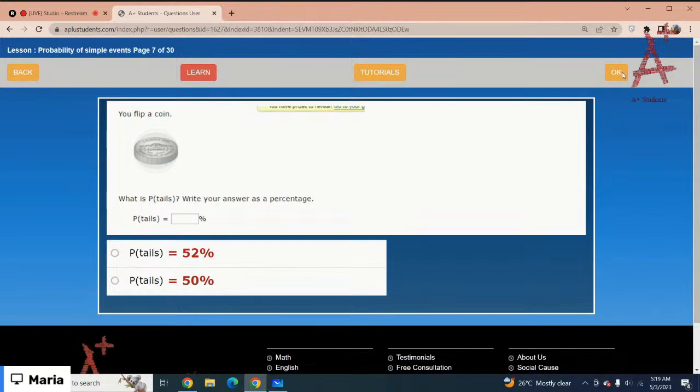Okay, the next one is you flip a coin. What is the probability of getting tails? You have to write down the answer in percentage. Which is the correct option? Whenever you flip a coin, you have two options, either head or tail. Got it? So that means you have 50% of getting tail and 50% of getting head. So it would be 50%.